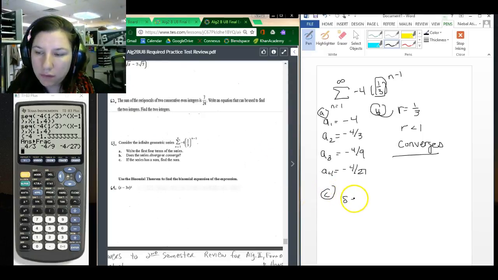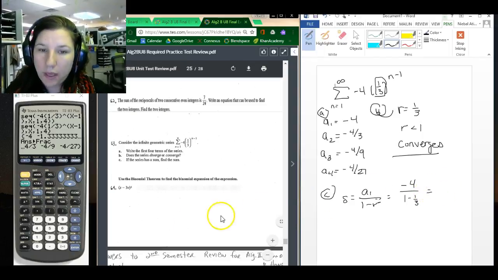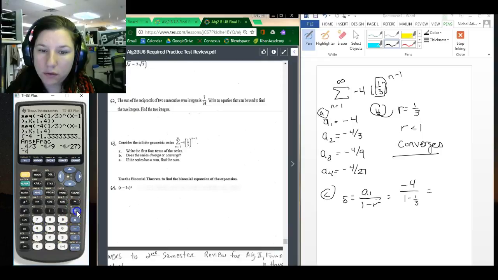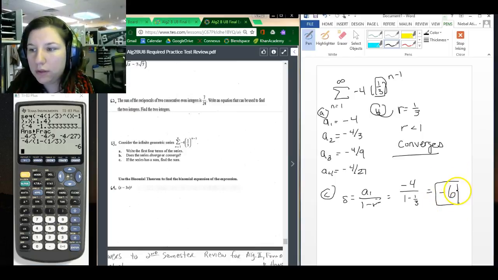So for part C, our formula for the sum is the first term divided by 1 minus R. So we found our first term, it's -4. 1 minus our R is 1/3. So we have -4 divided by 1 minus 1/3. And we get our sum is -6.